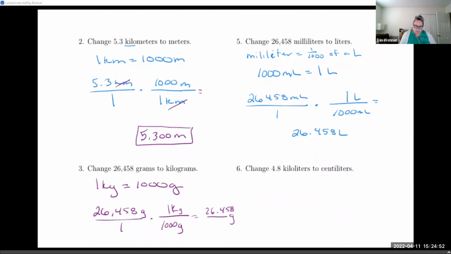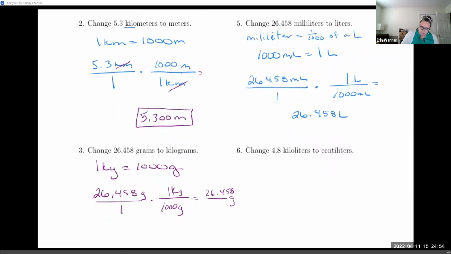Our last one is changing kiloliters to centiliters. What I want you to do here is go from kiloliters to liters, and then from liters to centiliters. The centiliters are little, so we're going from the top end down to the very bottom. So think about what your relationships are there. Okay.